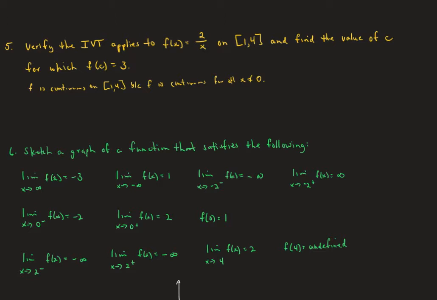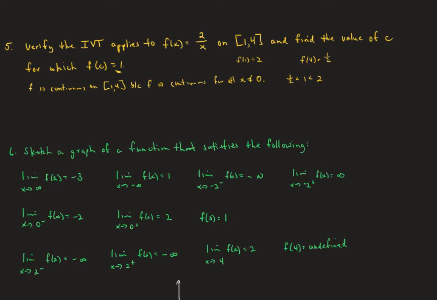Now, I see I made a mistake here in my choice of f of c being equal to 3. So I'm going to change that real quick. Let me say f of c is going to equal, let's say, 1. Because what we need to know is that the value we're trying to find for f of c is in between f of 1 and f of 4. So f of 1 is going to be 2, and f of 4 is 2 over 4, which is 1/2. So we have that the 1 we're looking for is in between 1/2 and 2. So we should be good to go now.